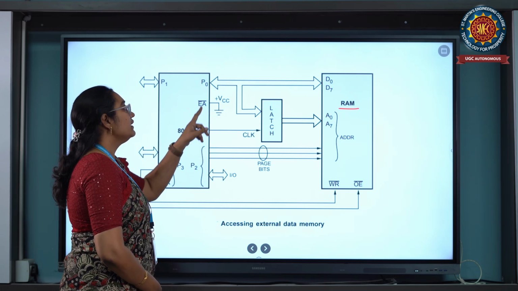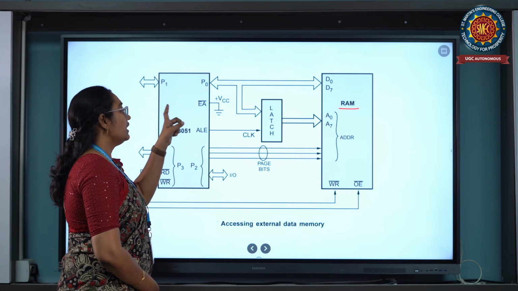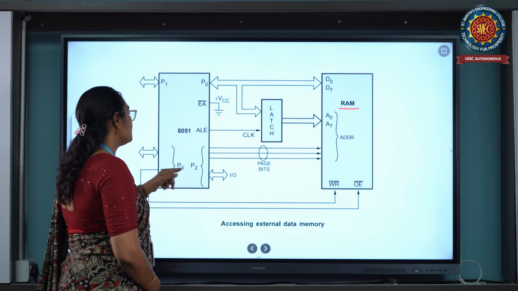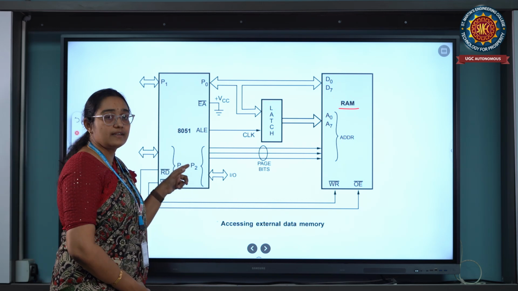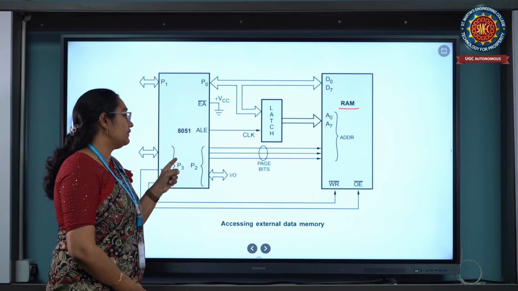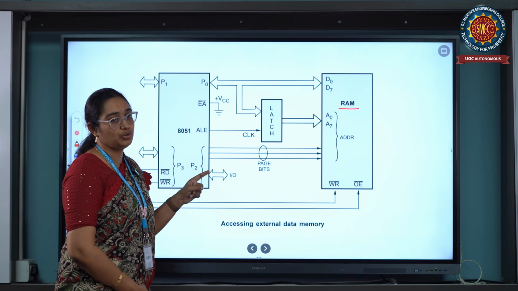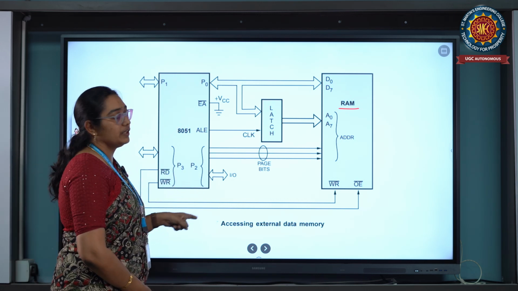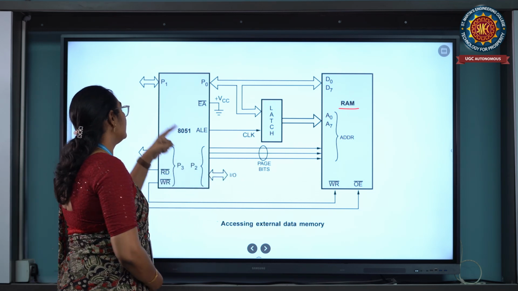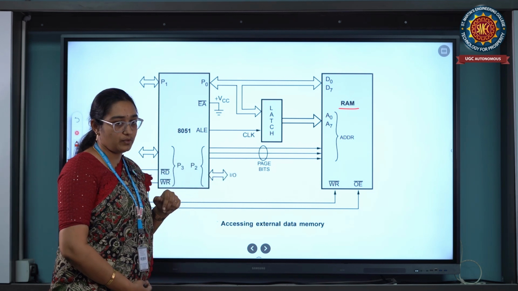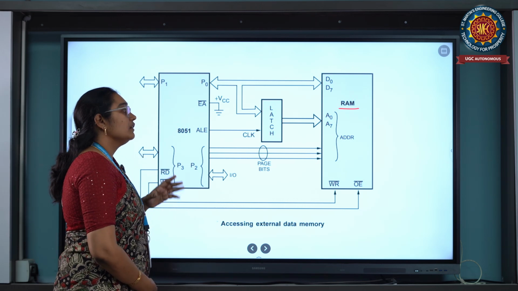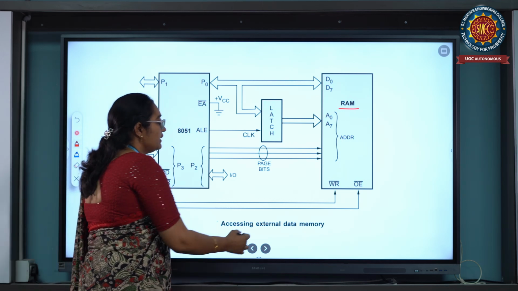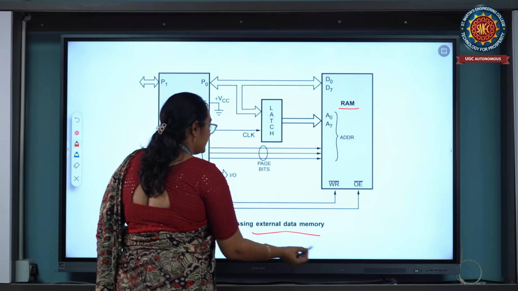When ALE is 0, data lines are accessed. When ALE is equal to 1, then address lines are accessed. This port 2 is connected to higher order address lines, which range from A8 to A15, and also this P2 is connected to input output port lines. And port 3 pins read and write bar are connected to write and output enable pins. Then here port 1 is connected to input output pins and interfacing external peripheral devices. This is the general block diagram for accessing the data memory, external data memory.